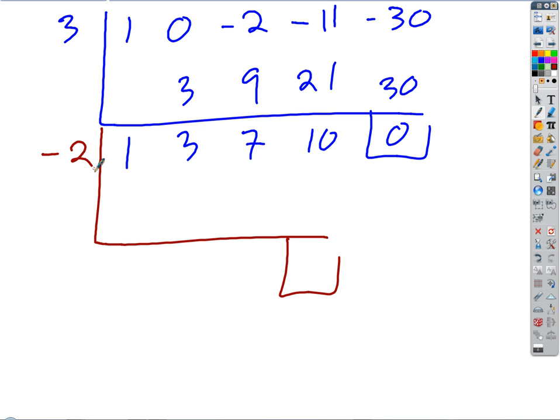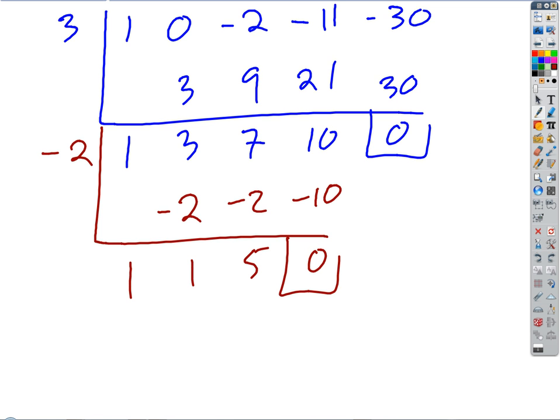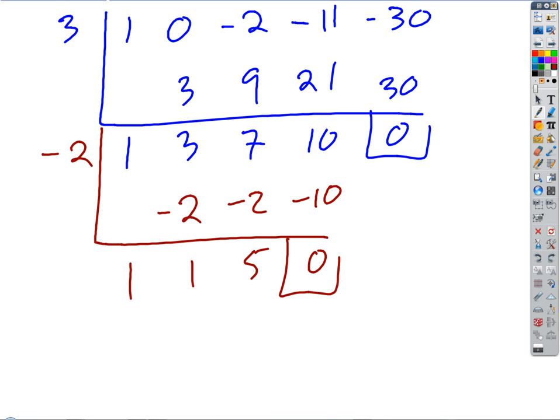Bring the 1 down. Works. It's a factor, right? Okay, so now what's the answer then? So what's the answer to this whole thing? X squared plus x plus 5. We got it, right?